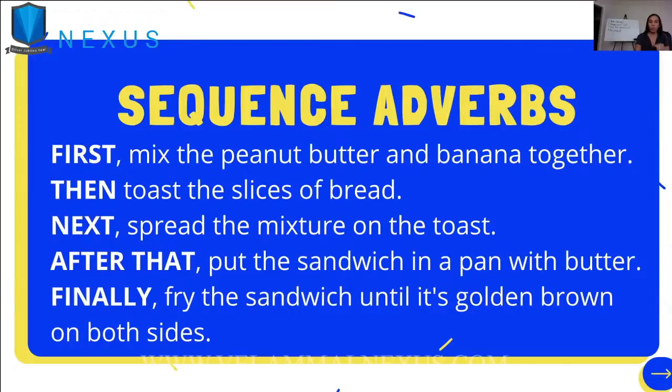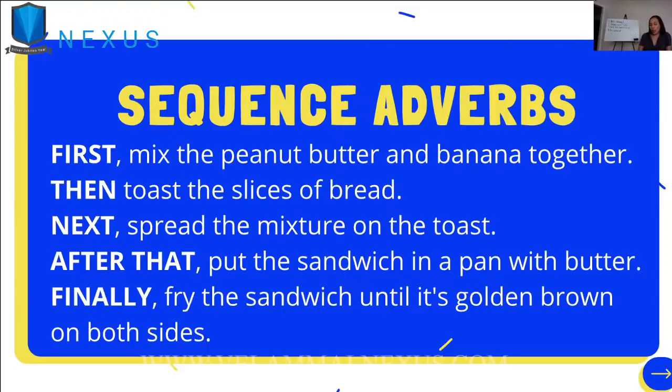Okay, so remember that we have 5 sequence adverbs. There are more, but I have chosen these 5 for our lesson today. So again, first, then, next, after that, and finally, and I repeat this again because it's never too much. You can move then, next, and after that, but you cannot move first and finally. First is always number 1, and finally is always going to be the last one.